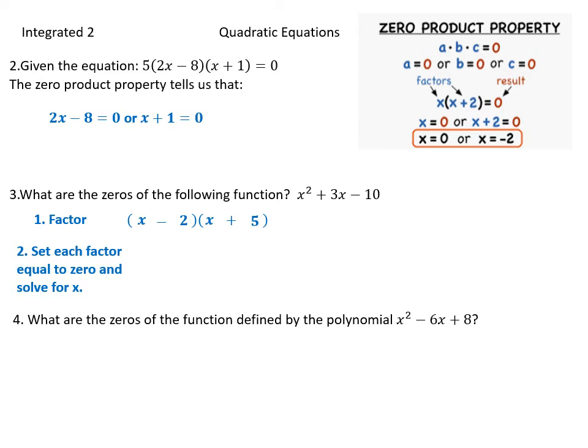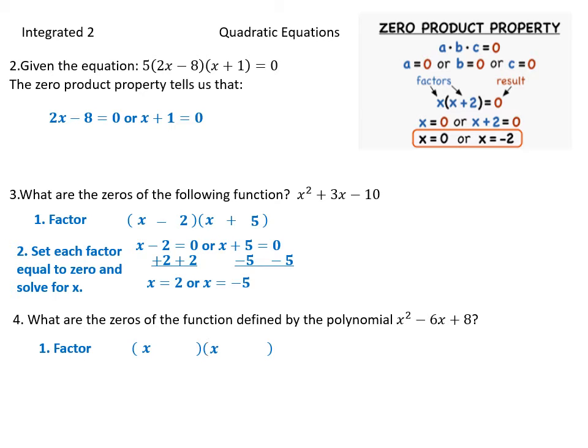Then we set each factor equal to 0 and solve for x. So x minus 2 equals 0 or x plus 5 equals 0. Add 2 on both sides for the first one, subtract 5 from both sides on the second one. So we get x equals 2 or x equals negative 5. Do the same on number 4.